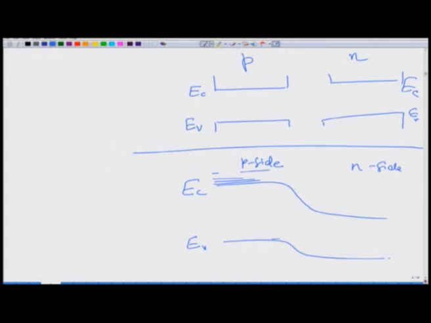and this total difference, this barrier difference, is what we had calculated, V naught. The barrier, we call it barrier because it opposes the motion of majority charge carriers. Barrier height is V naught, and we have seen V naught is equal to rho 1 x 1 square divided by 2 epsilon plus rho 2 x 2 square divided by 2 epsilon. So, it is 1 over 2 epsilon times rho 1 x 1 square plus rho 2 x 2 square.